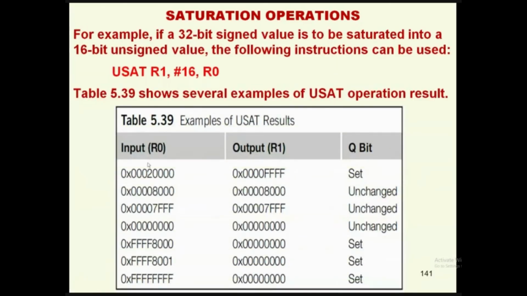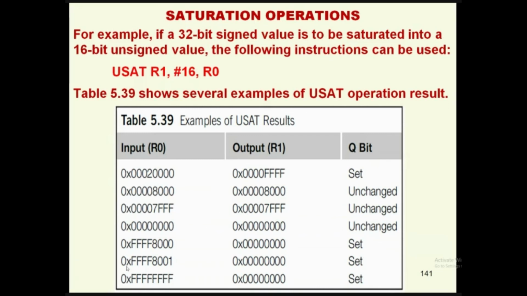Let us look at the examples one by one. The first row, first column, is 0002 0000, meaning it is exceeding. There is an overflow because it exceeds, so it is better to keep the upper limit as FFFF. Instead of 20,000, it is better to keep it as 0000 FFFF, the upper saturation, and the Q flag will set. And here the input is 0x0000 8000. The input is 8000, and the output is also 8000 because it is within the range. And here it is 7FFF, within the range. Here is 7FFF, 00 within the range.